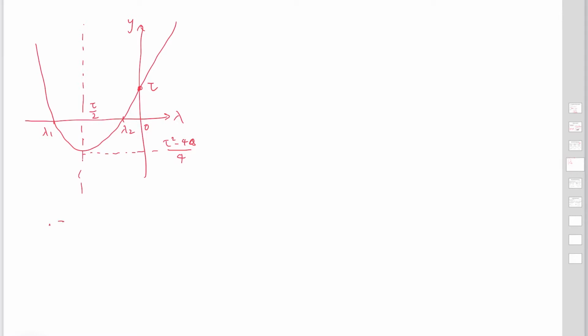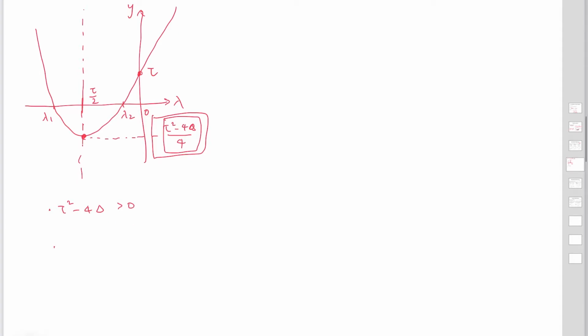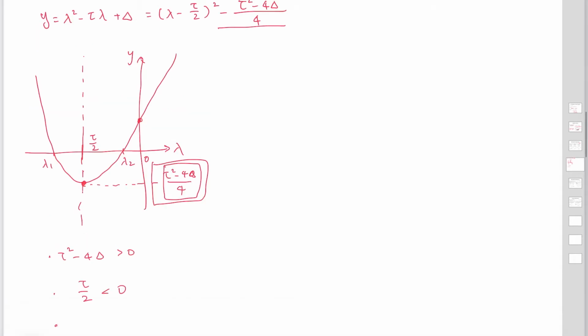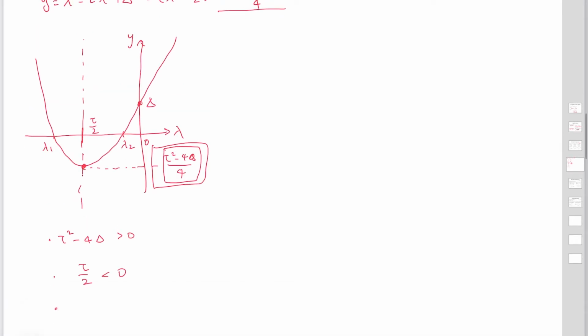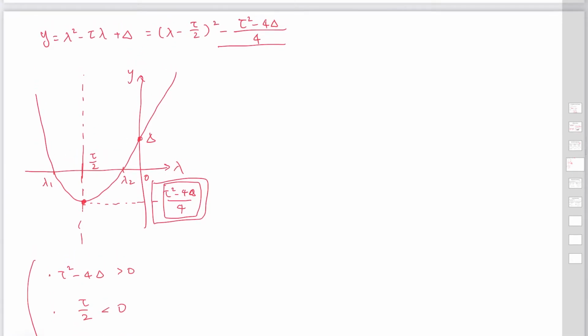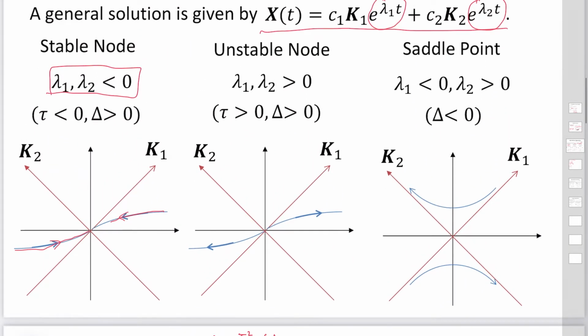First, tau squared minus 4 delta has to be a positive quantity. Then the minimum point, with the minus sign, becomes a negative quantity, so the minimum point is less than 0. The second condition is that the axis has to be placed on the negative side, so tau over 2 has to be negative. And the last one, delta, has to be a positive quantity. When these conditions are satisfied, both lambdas become negative quantities, and the critical point becomes a stable critical point.